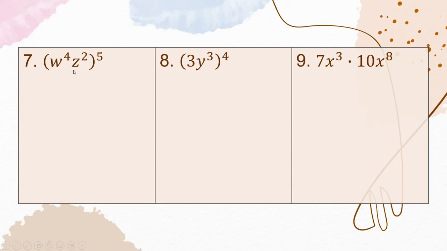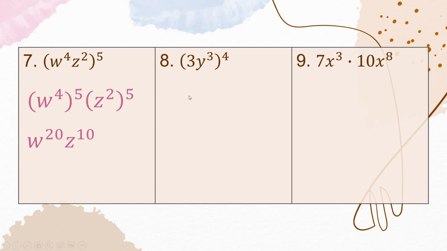Again, we have a product to a power here. When I do this, I have w to the 4th, and I'm raising that to the 5th power. Remember, we have to raise each part of this product to this power. So I have w to the 4th to the 5th power, and z to the 2nd to the 5th power. And of course, power to a power, I multiply these, so I would have w to the 20th and z to the 10th.